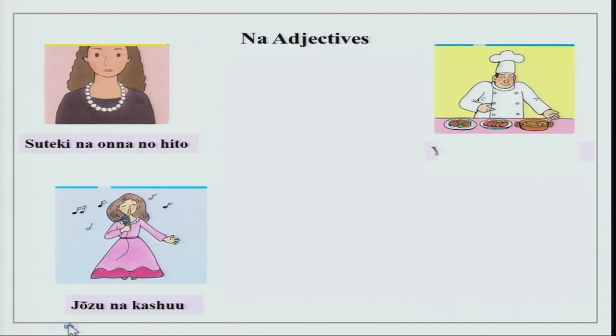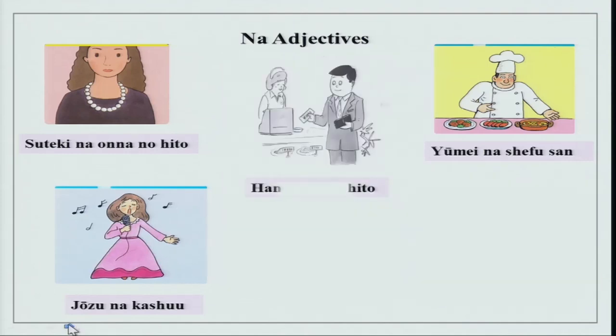Then we have yume na chef-san desu. Yume is very, very famous. So, yume na chef-san desu. And then what do we have over here in this picture? Handsome na hito desu. So, you can also see that a lot of English words can be used as na adjectives. Beautiful, pretty na onna no hito desu. Beautiful na onna no hito desu.